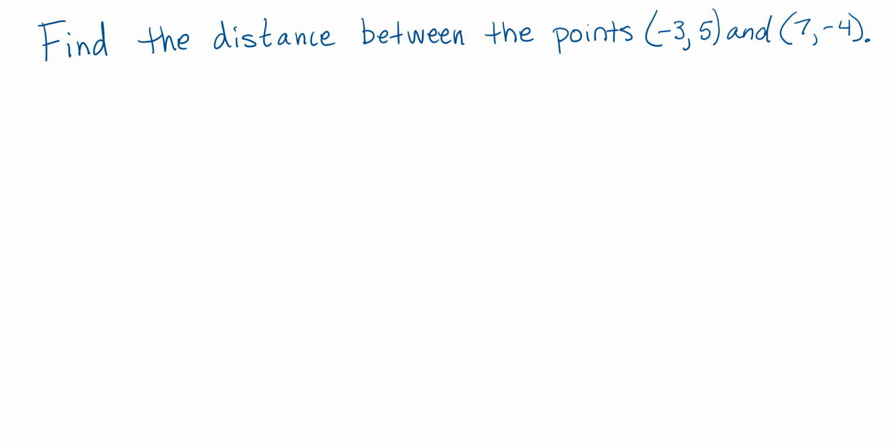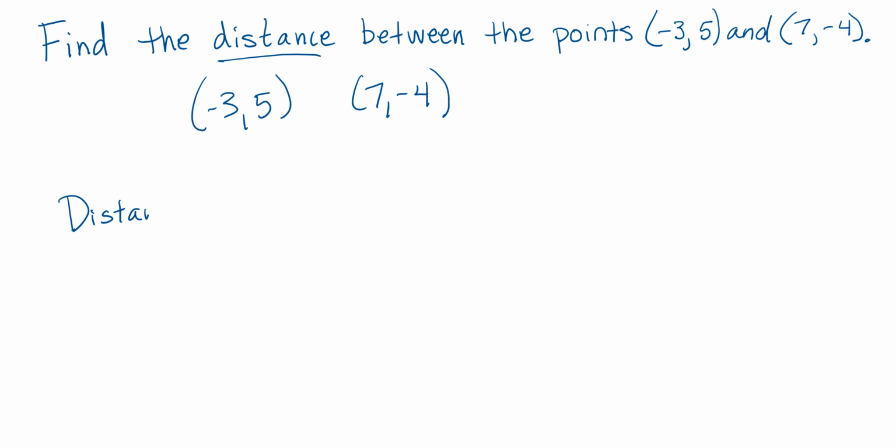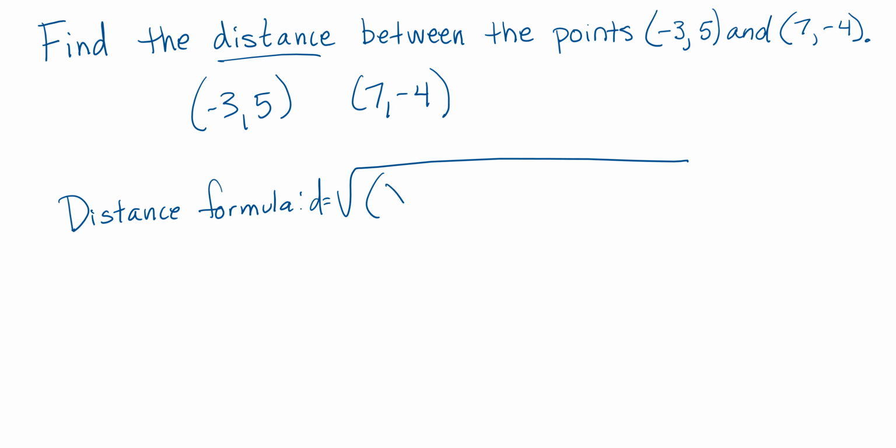For this problem, we want to find the distance between the points given, and those points are (-3, 5) and (7, -4). Now we are given 2 points, and we're going to use the distance formula, so let's write that. Our distance formula is d equals the square root of (x2 minus x1) all squared plus (y2 minus y1) all squared.